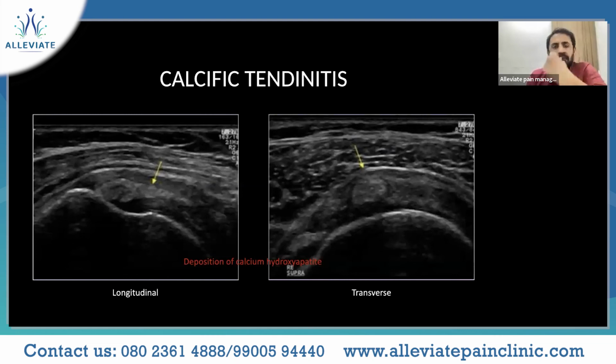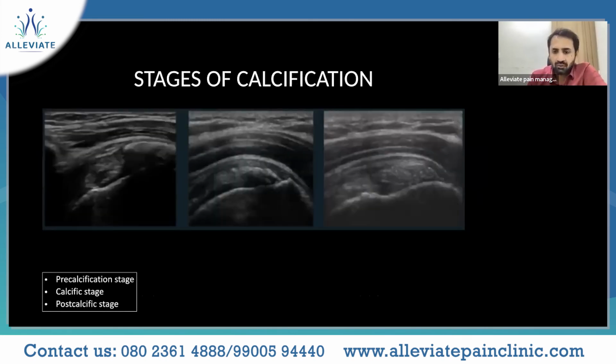Calcific tendinitis, again a very common presentation which can be seen, with deposition of calcium hydroxyapatite. This is the longitudinal and short axis scan of the supraspinatus. It can be in a precalcific stage, calcific stage, or the postcalcific stage. That is the formative and resorptive phase, wherein you can see that there is posterior acoustic shadowing initially, and then as it goes on, in grade 3 of calcification, it is more of a semi-solid and it will be more mobile.